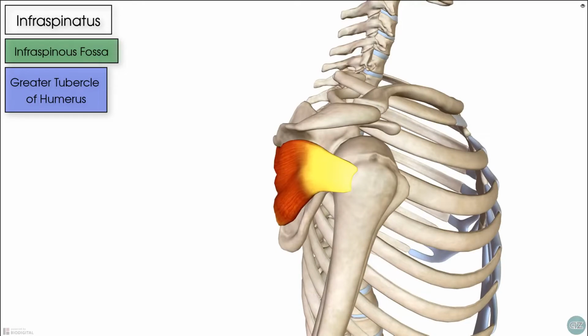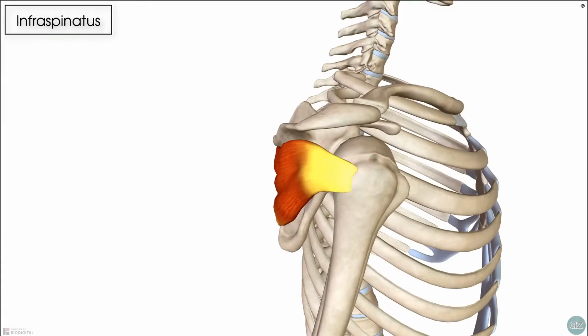There are three facets on the greater tubercle, and the infraspinatus attaches to the middle facet, with the supraspinatus attaching to the superior facet and the teres minor inserting on the inferior facet. And this is remembered with the acronym SIT.